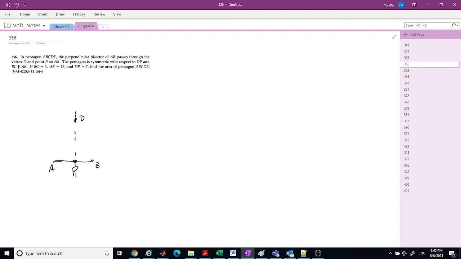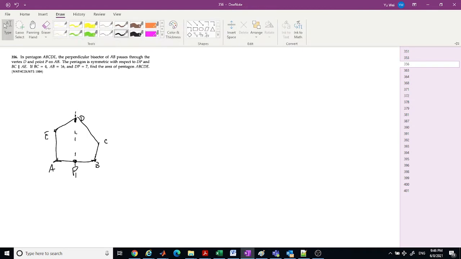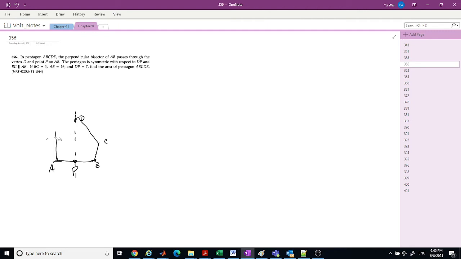Then with respect to DP. Okay, so the pentagon is symmetric with DP, right? And BC is parallel to AE. Okay, so let's draw ABCDE. Okay, so the pentagon is symmetric to DP, right? Okay, that means we need to modify it a little bit, right?